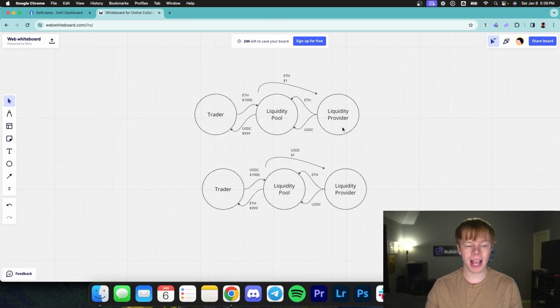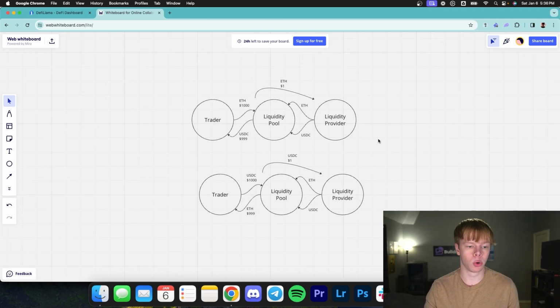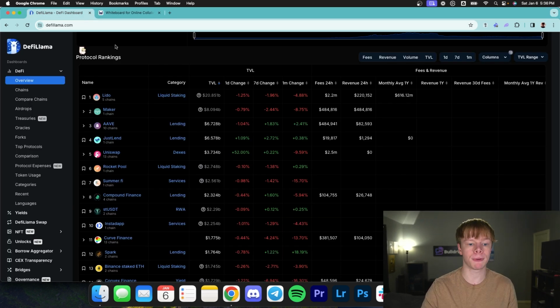So this right here is exactly how automated market makers as well as liquidity pools work. Now let's talk about some different liquidity platforms that you can provide liquidity on. Number one is Uniswap, and this is the platform that I'm personally most active on, simply due to the fact that they currently have $3.7 billion worth of liquidity invested into their platform, and they have billions and billions of dollars of volume every single week.